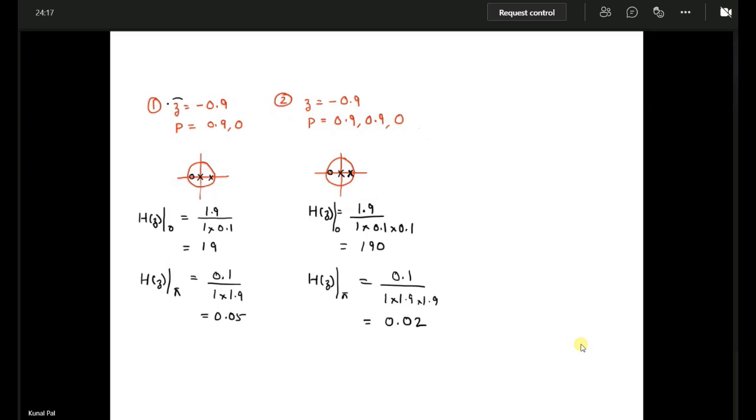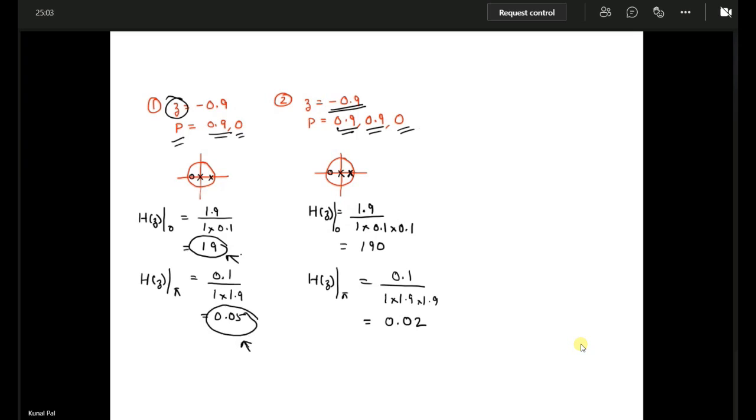Z means this is the zero position, and pole position at 0.9 and 0. Okay. On the contrary, in the second case, I have a 0 at minus 0.9 and a pole at 0.9, another pole at 0.9 and 0. Now, if you look into the amplitude response at the DC frequency, in the first case, it is only 19. Okay. Whereas at pi, it is 0.05.